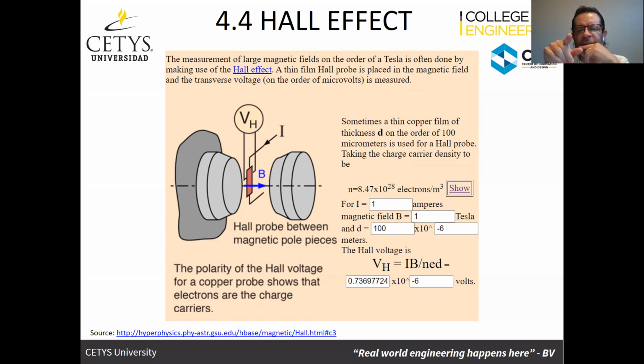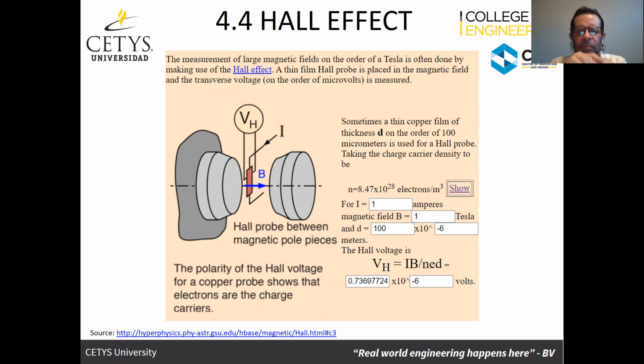So assuming that we had 1 amp and a magnetic field of 1 Tesla, and we already mentioned that D, the thickness of the film, is 100 micrometers, then the Hall voltage, which is calculated with the expression that we mentioned before, would be approximately 0.73 microvolts. It's a very small voltage that's generated.